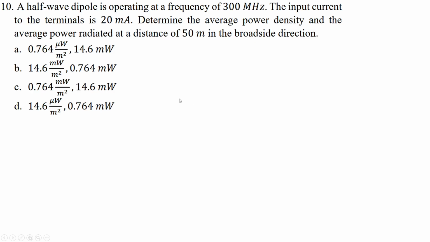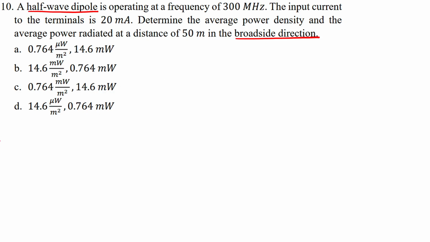If it is clear, we will move on to question number 10. So here, instead of a Hertzian dipole, we have a half wave dipole. A different antenna is operating, a half wave dipole operating at a frequency of 300 megahertz, and the input current to the terminals is 20 milliamperes. We have to determine the average power density and the average power radiated at a distance of 50 meters in the broadside direction. So everything else is clear, but it's asking about this broadside direction.